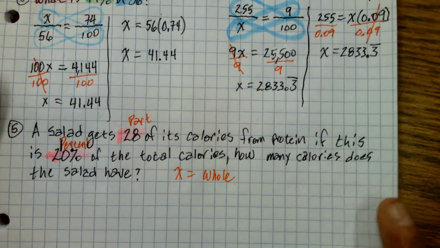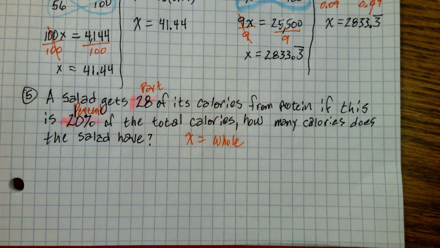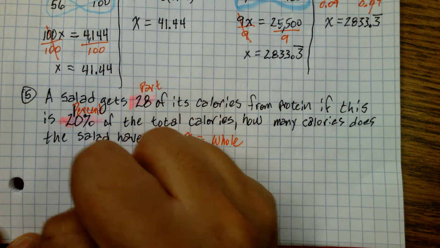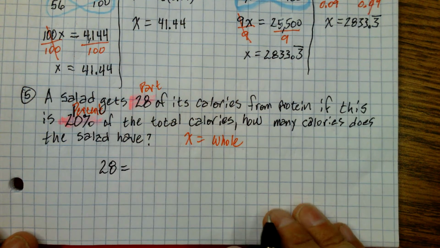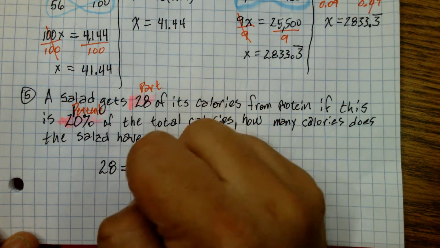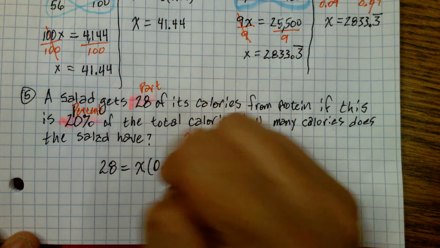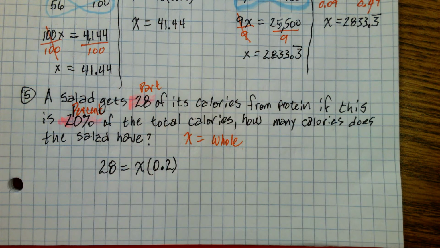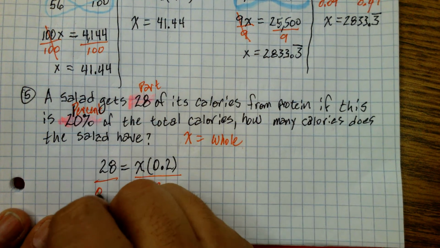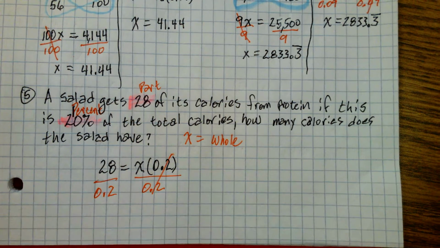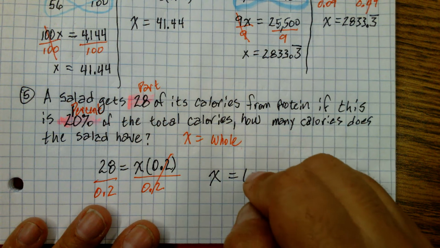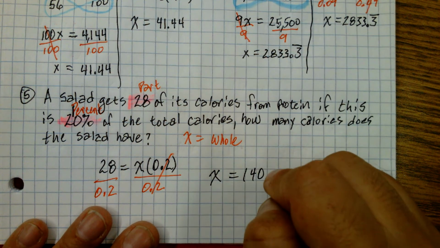So how would we set it up with a percent equation? What do I start with? 28 equals x times 0.2. Convert that to a decimal. Then divide by 0.2. And x turns out to be 140 calories.